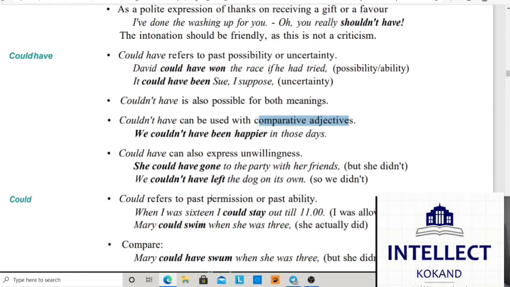Let's say you are having a really great conversation with one of your friends and your family calls. What do you say? I couldn't have left the conversation because I was already enjoying it. So I didn't leave the conversation. Okay. So unwillingness. Yeah.